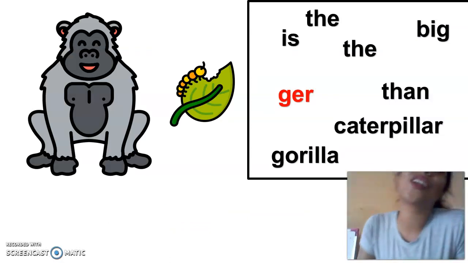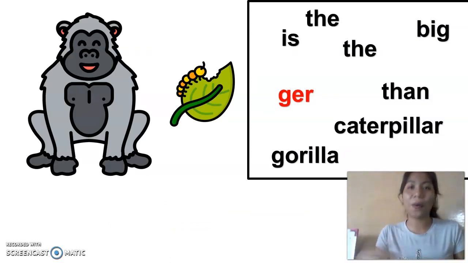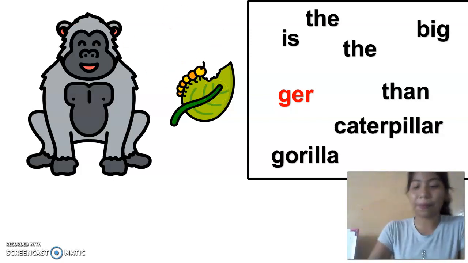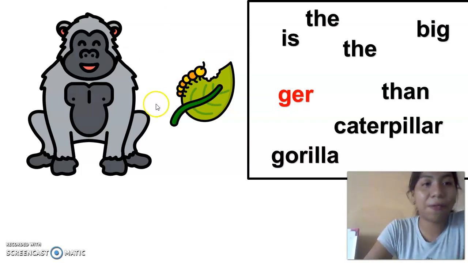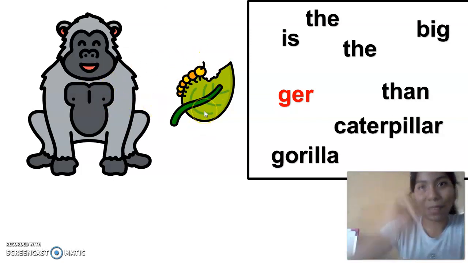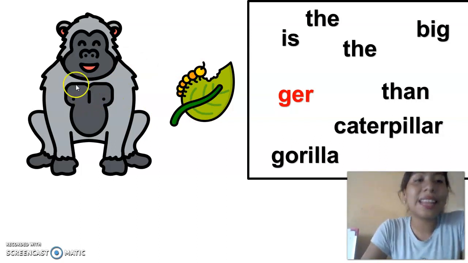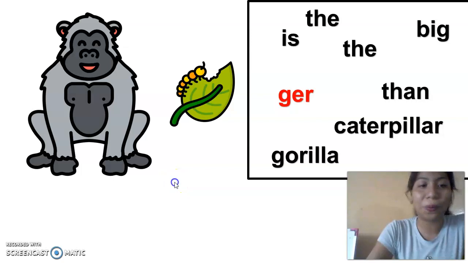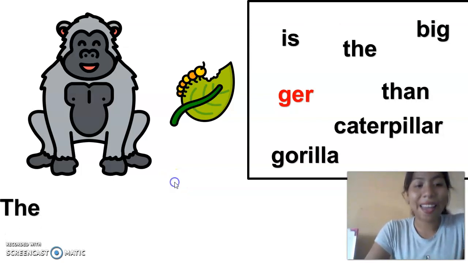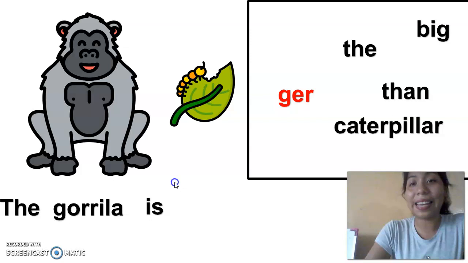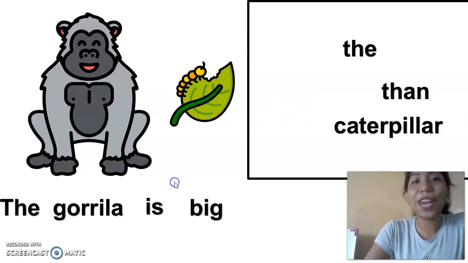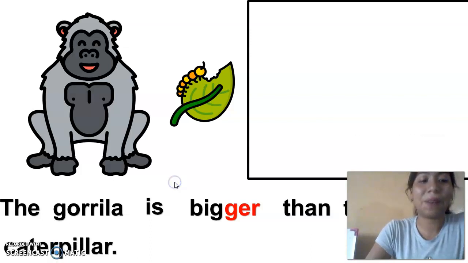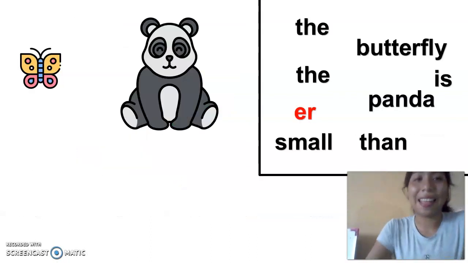How could you scramble these words in order to form a sentence? Okay, so we have the first animal and the second one in order to compare. And this animal is big, and this is small. So the gorilla is bigger than the caterpillar. Very good. Next one.